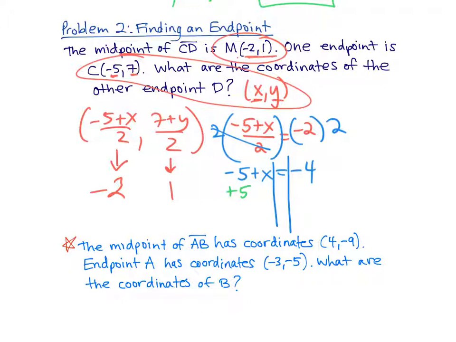So since we're adding 5 to this side, we're going to add 5 to this side of the tracks, right? These go to 0, so we have our x. And then negative 4 plus 5 is 1. Okay, so then x is 1.